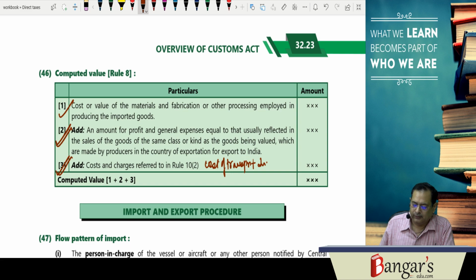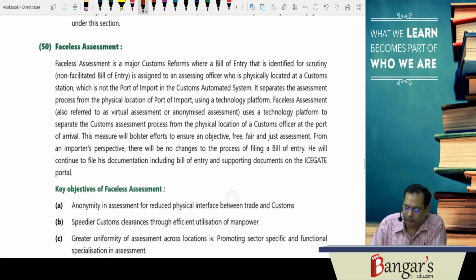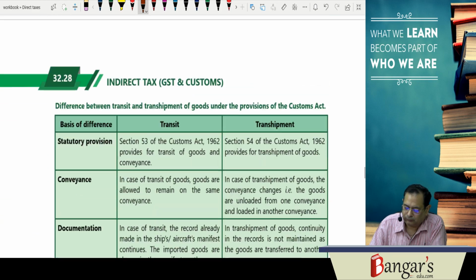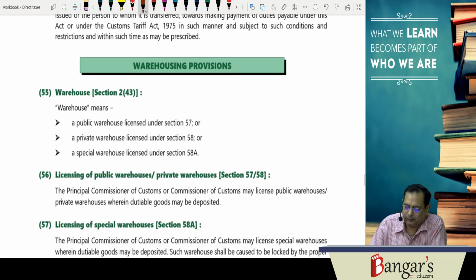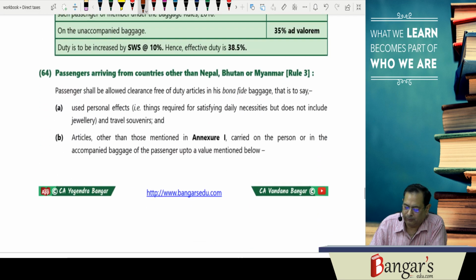Okay. So this was the valuation aspect which we have discussed here. Let us see some practical questions relating to the valuation. Then we will be discussing these various other remaining procedures.